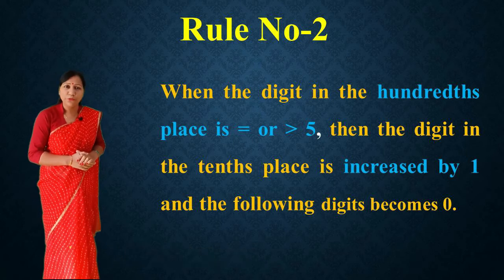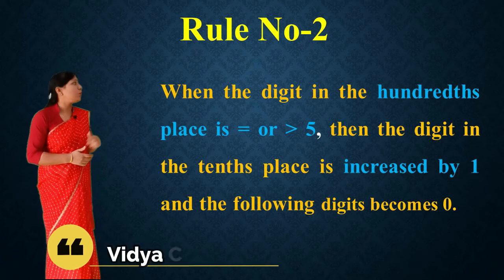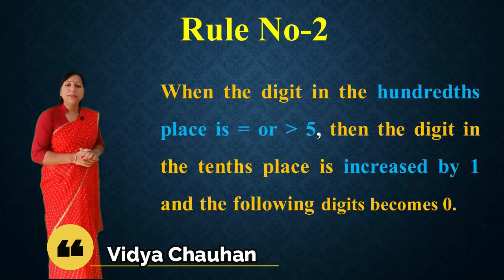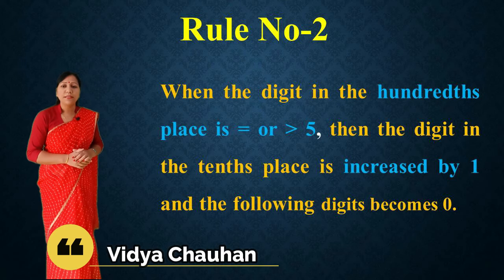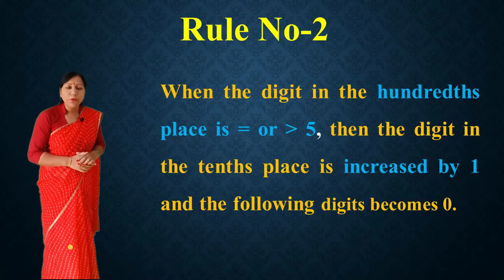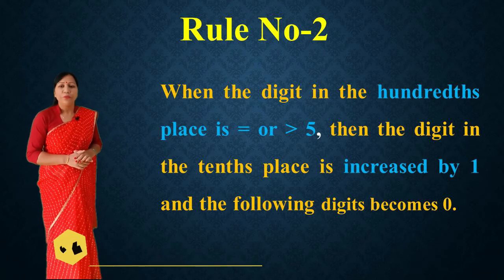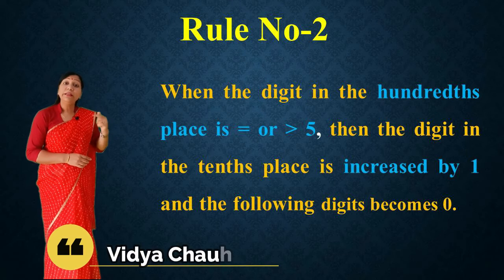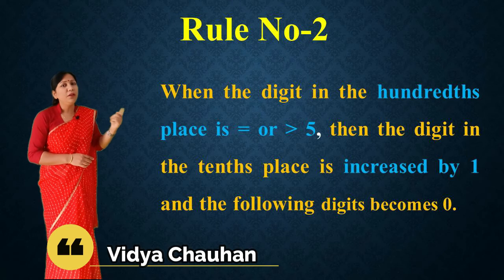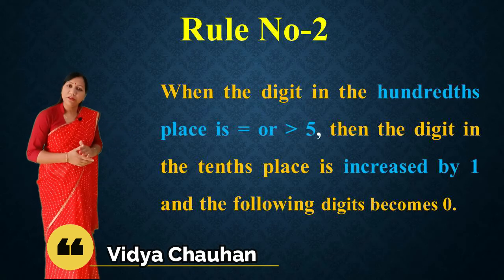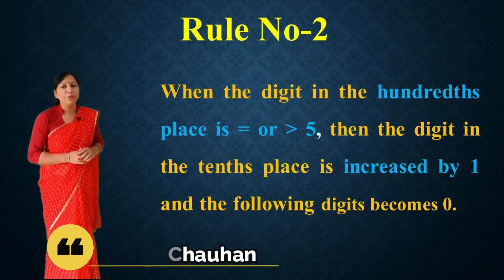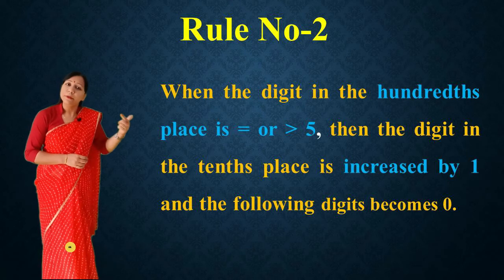Now the opposite: what if the digit at the 100th place is greater than or equal to 5? In that case, the rule says when the digit in the 100th place is equal to or greater than 5, the digit at the 10th place will be increased by 1 and the following digits will be reduced to 0. The rest of the digits will become 0.